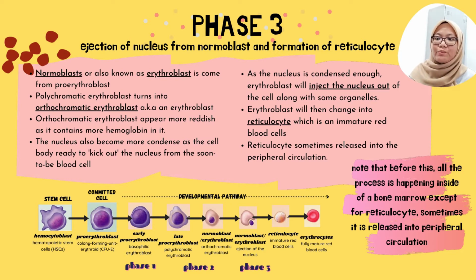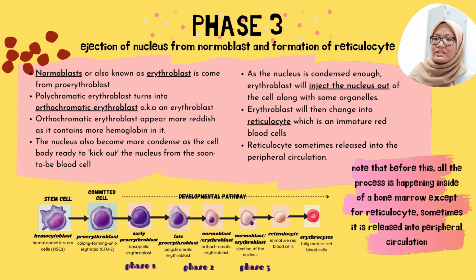Orthochromatic erythroblasts will appear more reddish compared to the polychromatic erythroblasts because it contains more hemoglobin, because as the process goes by, the production of hemoglobin is increasing, so yes, it will appear more red. Also, the nucleus of the orthochromatic erythroblasts will become more condensed as the cell body is ready to kick out the nucleus from the soon-to-be blood cells. As you can see here in the picture of orthochromatic erythroblast, the size of nucleus is really condensed as it becomes so small.